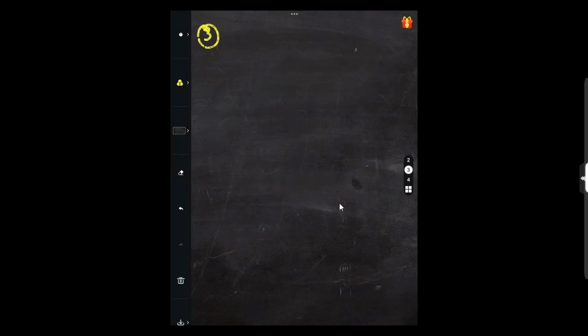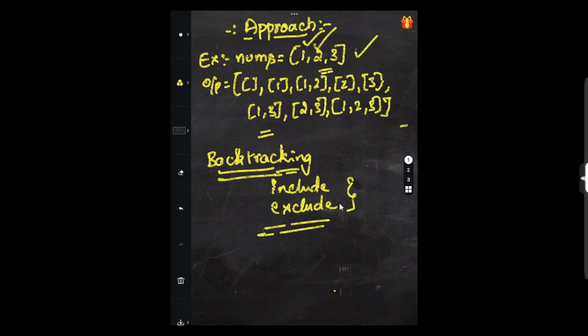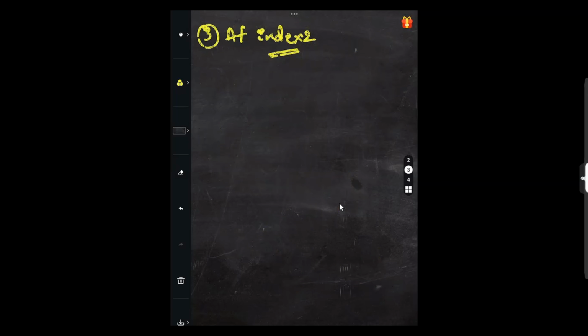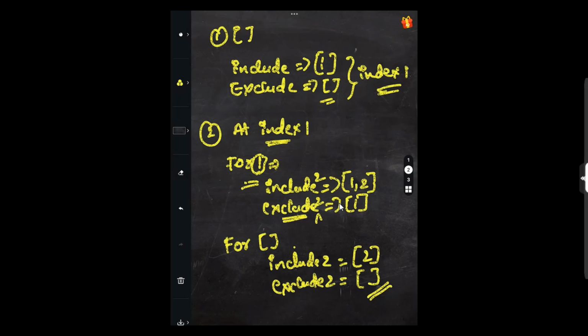Nothing but to the final one, at index 2. What do we have at index 2 here? We have this one, 3 at index 2. Initially, as usual, we'll be considering for 1 comma 2, for 1, and for the empty array. These three things we have to consider, right?